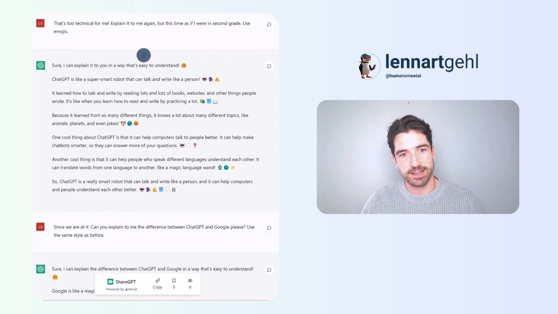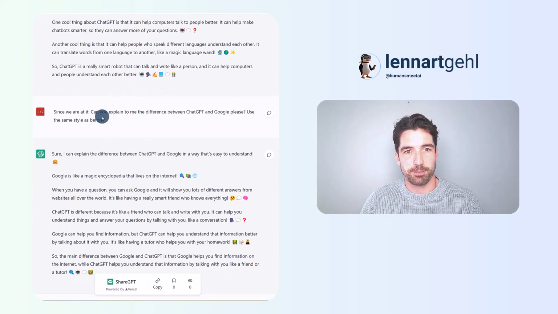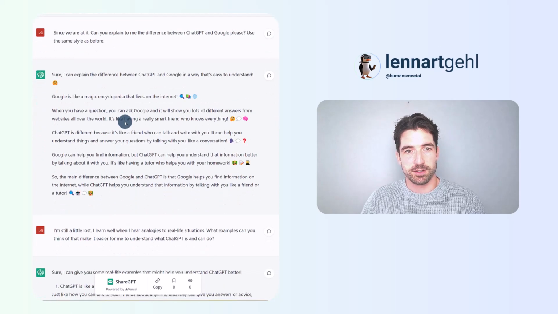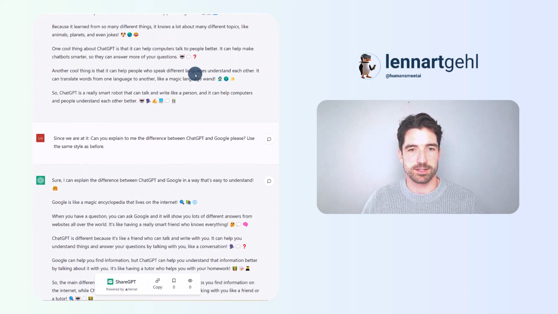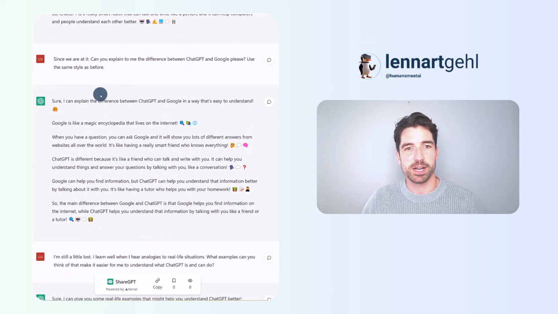That helps a lot. And then next step, since we're at it, can you explain to me the difference between ChatGPT and Google? Please use the same style as before. I said, okay, that means second grader. Sure, I can explain the difference between ChatGPT and Google.